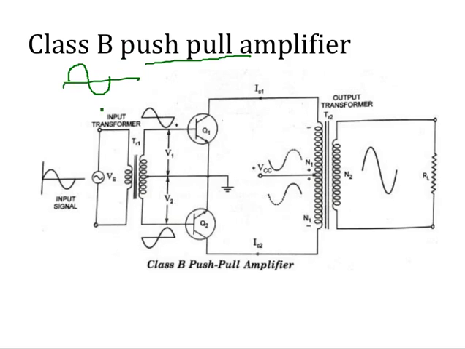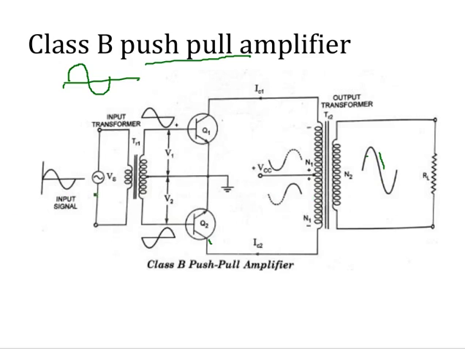Not just the positive half cycle, but the negative half cycle is also reproduced if we arrange the transistors like this in a push-pull arrangement. One is pushing the positive half cycle, this is pulling down the negative half cycle, and finally you are getting the full signal which is amplified. So for that, just go through this circuit arrangement.